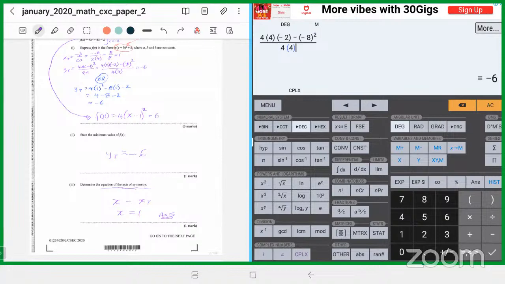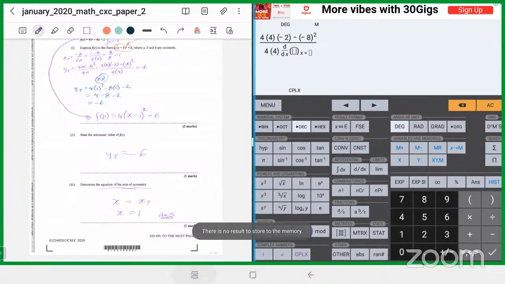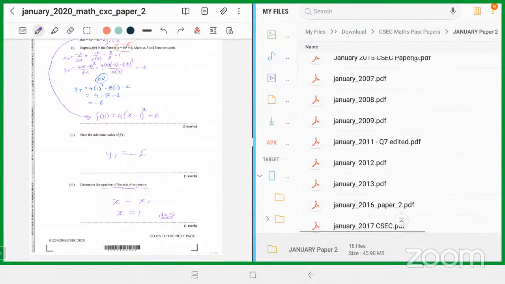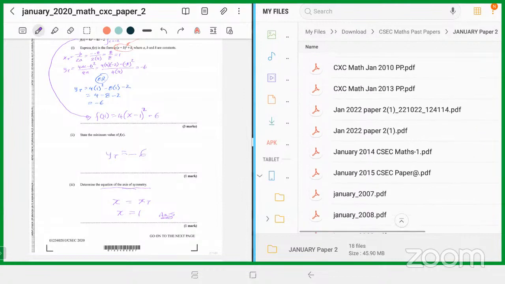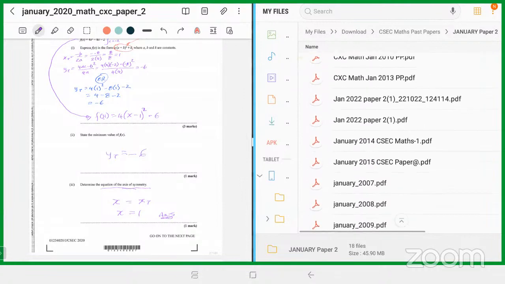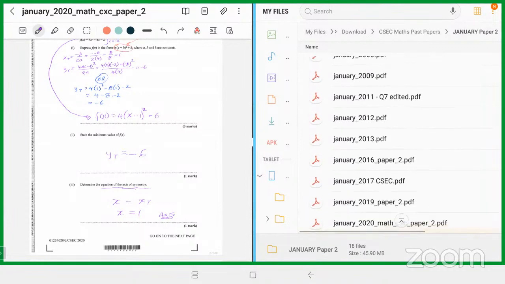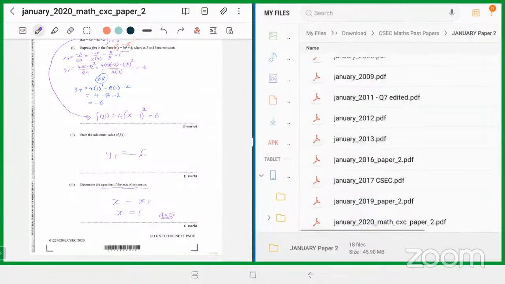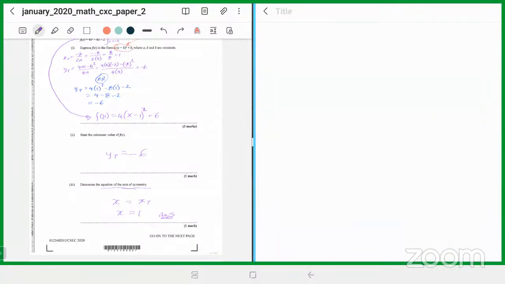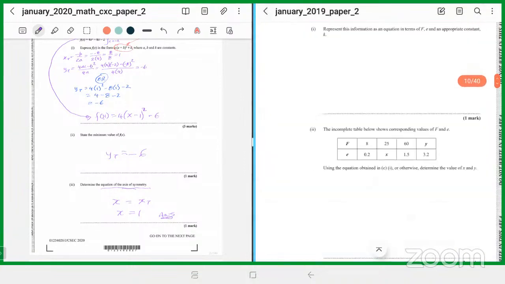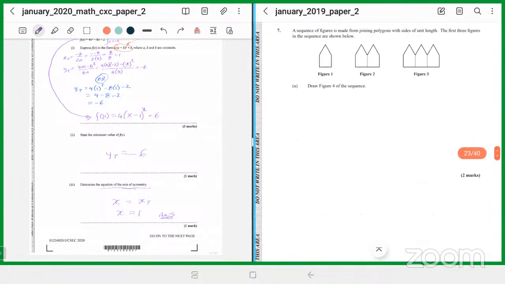Let's look at January 2019. See if there's another one. That is 2021. No, that is 2020. 2019. Let's just see. So moving on to finding the roots tomorrow, guys. The roots. Let's see what is on this one.